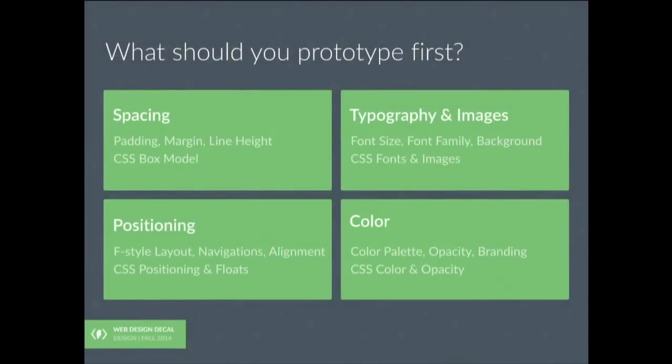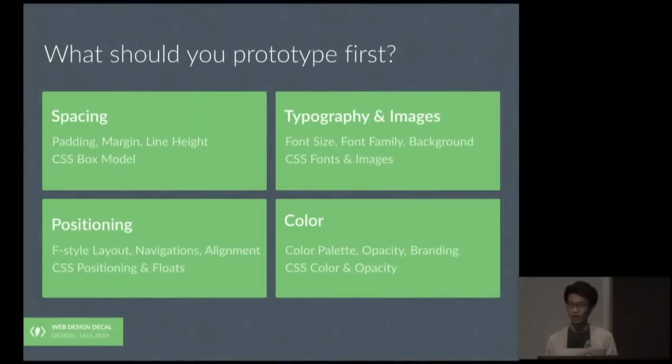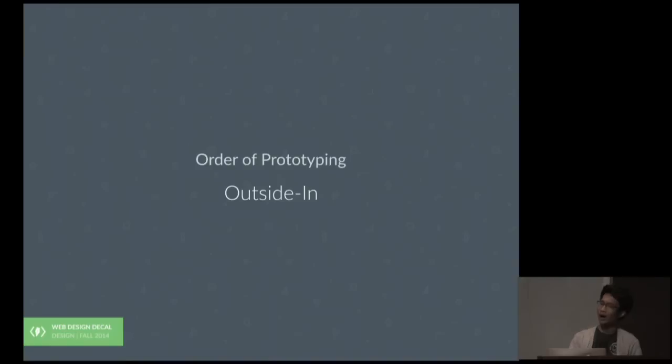So what should you prototype first? We have four things. We have spacing, typography, images, we have color, positioning. What should you focus on first when you're prototyping a design? I suggest you go outside in, go with the general big stuff first, and then focus down on the smaller elements, because smaller elements, even if you change them, are not going to affect other elements, whereas the general layout of a website, if you change it, is going to change the entire website.